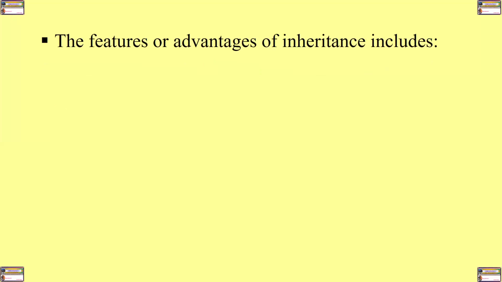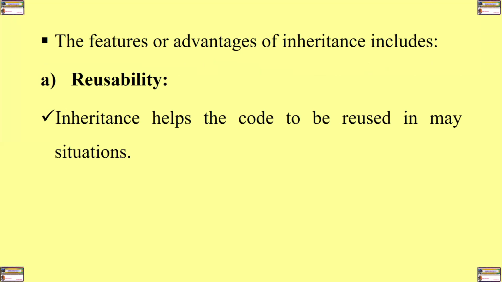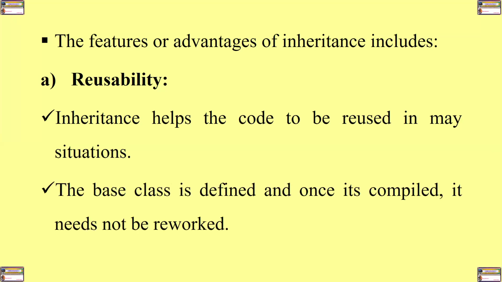The features or advantages of inheritance include, number one, reusability. This entails helping the code to be reused in many situations. In other words, with inheritance, you can use certain members as many times as possible. For example, you can reuse the data members, or you can reuse the methods in your program at various levels. The base class is defined, and once it is compiled, it does not need to be reworked.